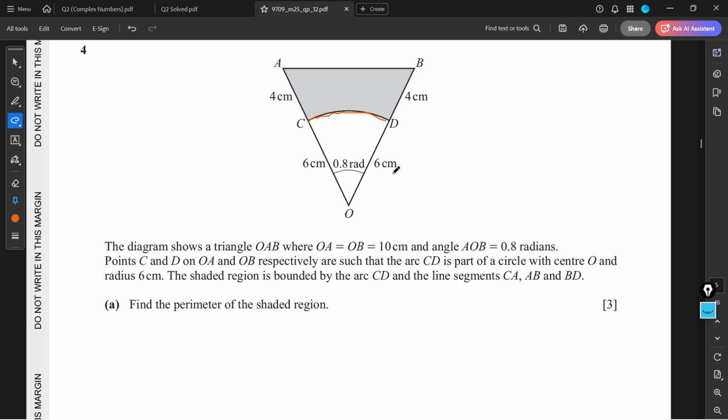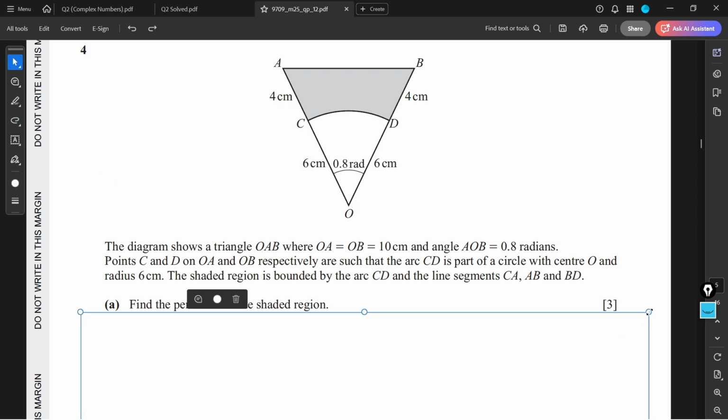I can simply find this by using the formula S equals r theta, and then I can find out the value of AB because I know its adjacent sides of 10 centimeters each. So I can just use the cosine rule because I also know what is the angle just opposite to the side AB. And that is how I'm going to solve the first part. So let's see what I have done over here.